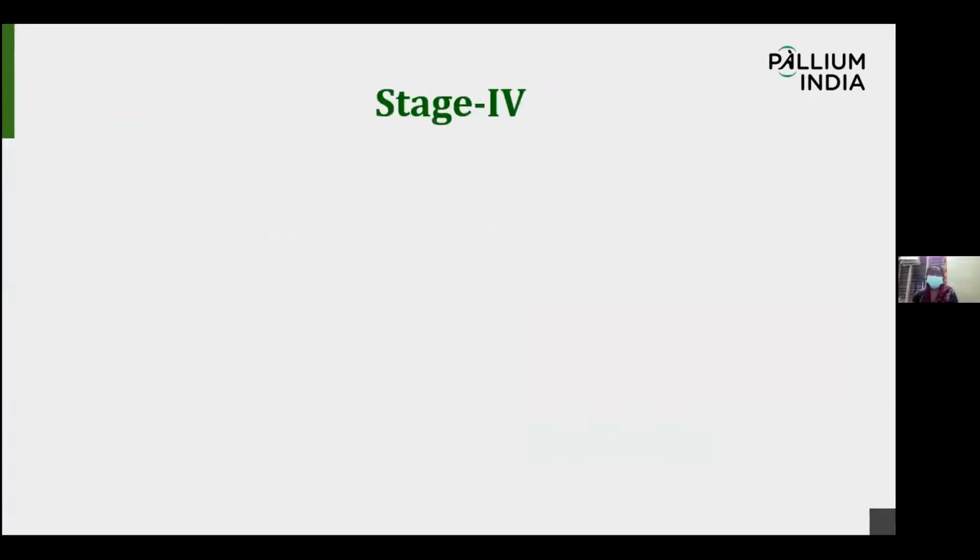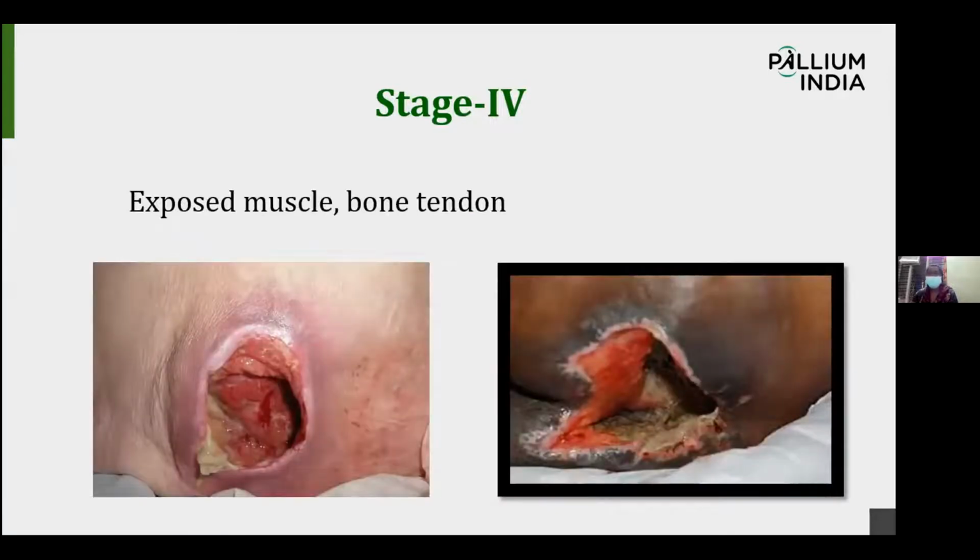So come to the fourth stage, exposed muscle, bone and tendon. It looks like this. All muscle, bone and tendon will be exposed. You can see it like this. Sometimes tunneling will be there, so you have to do a proper assessment on that.